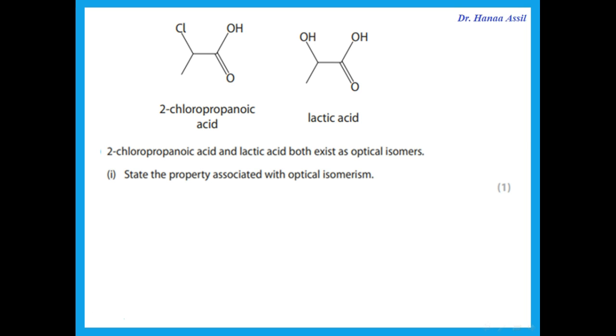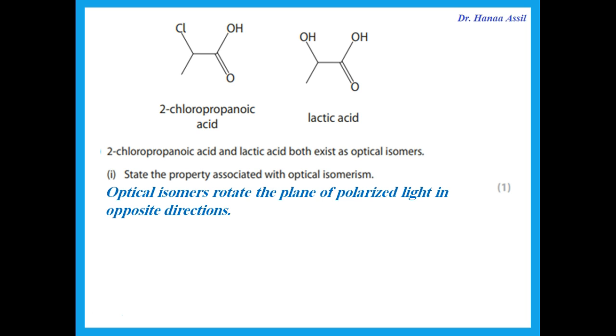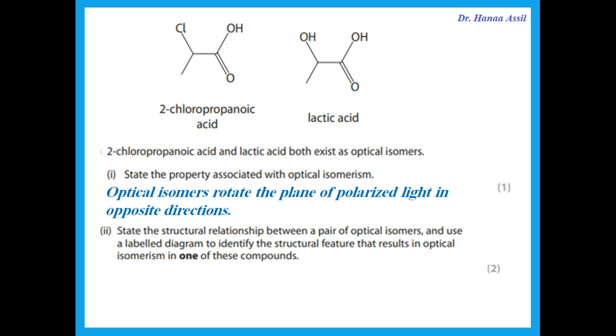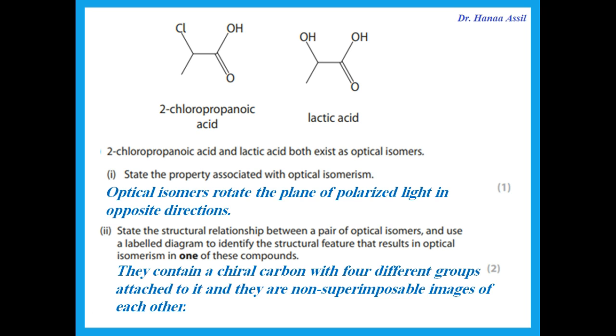State the property associated with optical isomerism. We said if they are optical isomers, what do they do? They rotate the plane of polarized light in opposite directions. State the structural relationship between a pair of optical isomers. Use a labelled diagram to identify the structural feature that results in optical isomerism of one of these compounds. What is it that makes them a pair of optical isomers? The fact that they contain a chiral carbon with 4 different groups attached to it, and they are non-superimposable images of each other, and we're supposed to draw these isomers and their mirror image.